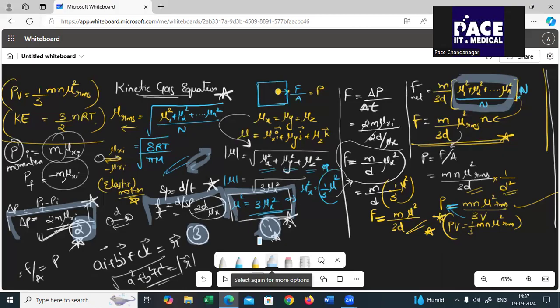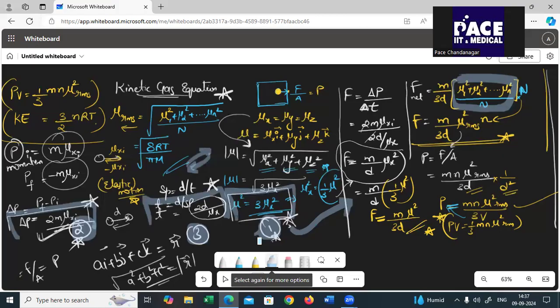So convert them here, plug in just the values there. So delta P by delta T is 2m u_xi by 2D, u_xi cancels. m by D u_xi square. Now u_xi square, we have already got it in our first equation as 1 by 3 u square. So I'm just substituting that. Now this is for the force of one molecule I'm talking about.